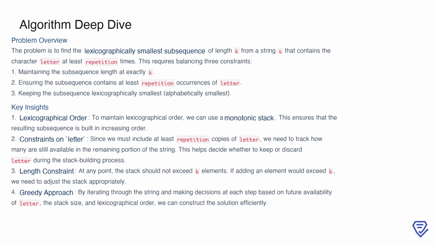To approach this, we leverage a few key insights. First, maintaining lexicographical order can be achieved using a monotonic stack, which allows us to build the subsequence in increasing order as we process the string. Second, because we need at least repetition copies of letter, we must keep track of how many occurrences are still available in the remaining portion of the string. This tracking will help us decide whether to keep or discard the letter as we go. Lastly, the length constraint is enforced by ensuring the stack never exceeds k elements, and we rely on a greedy algorithm to make the best choice at each step based on future constraints and the current state of our stack.